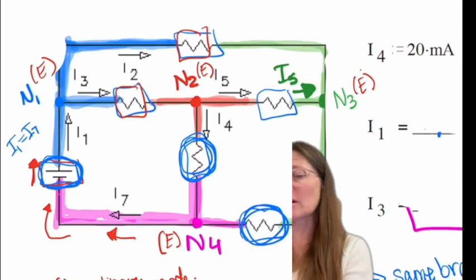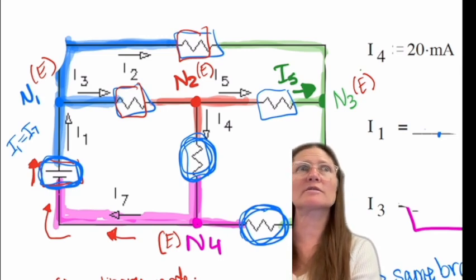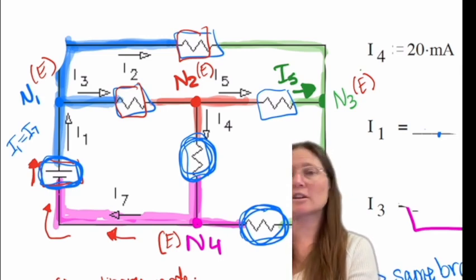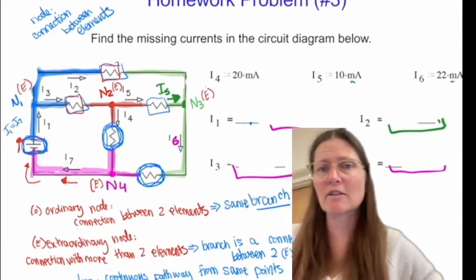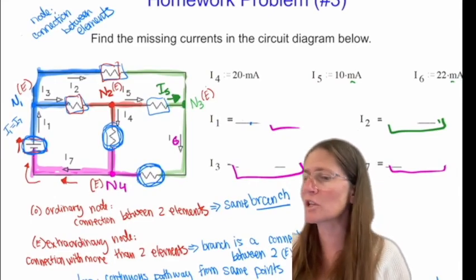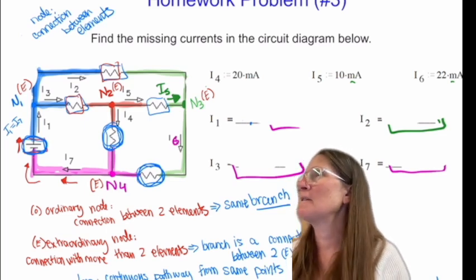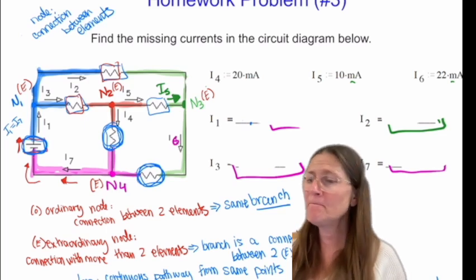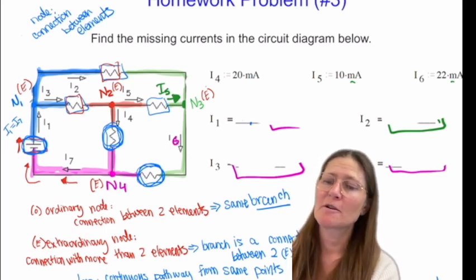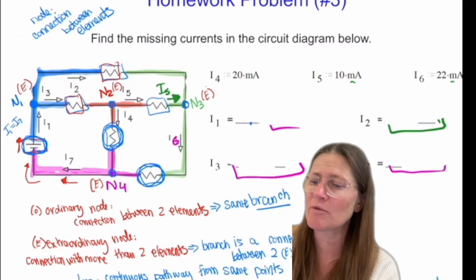All right, now we can set up the equations so that we can do Kirchhoff's current law and actually get values. If we're given I4 is 20 milli, I5 is 10 milli, and I6 is 22 milli, can we solve for I1, I3, I2, and I7? Go ahead and try this on your own for a minute. Try to write the current summations for node 1, node 2, node 3, and node 4.